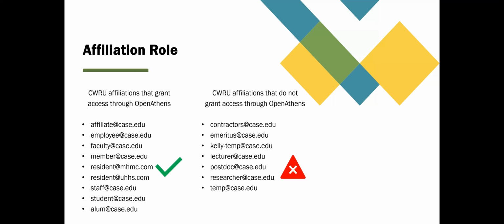Again, you don't have to memorize this. This is just for reference. These are the affiliation roles currently on campus. And each one of us has 1, 2, 3, sometimes 4 or 5 of these different roles. I personally have 3. I'm an employee, a staff, and a member. Not all of them grant access through OpenAthens. The ones on the left grant access, and the ones on the right do not.